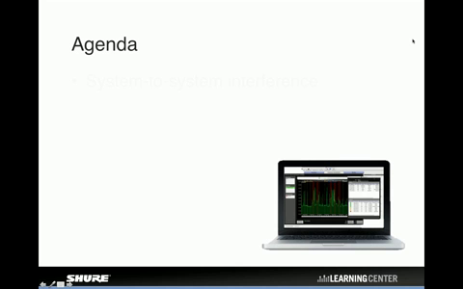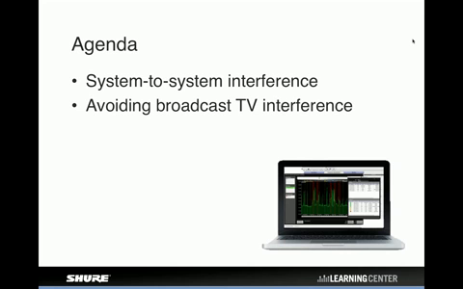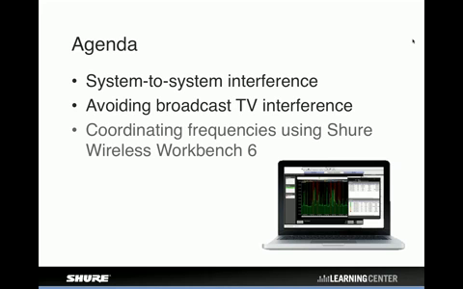So to that end, we're going to talk about system-to-system interference, what it is, why it's there, and what you need to keep in mind to avoid it, as well as avoiding outside television, broadcast television interference, which is the primary source of outside interference that you're going to have to deal with for UHF wireless microphone systems. And then we'll tie it all together by looking at how you actually practically coordinate frequencies.